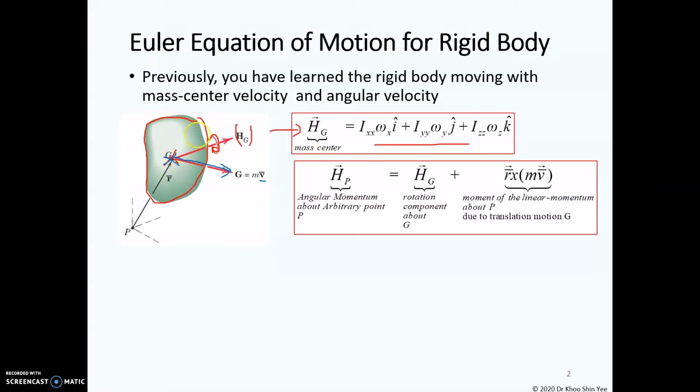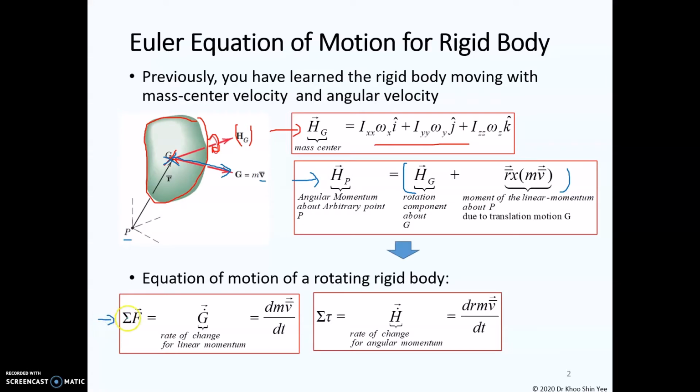To find the angular momentum of this rigid body with respect to an arbitrary point P, we can use this formula. From Newton's law, we have learned that the equation of motion of a particle can be written in this format, where the summation of force acting on the particle is equal to the change of the linear momentum with respect to time. Or it can be written in this format, where the mv is the linear momentum.